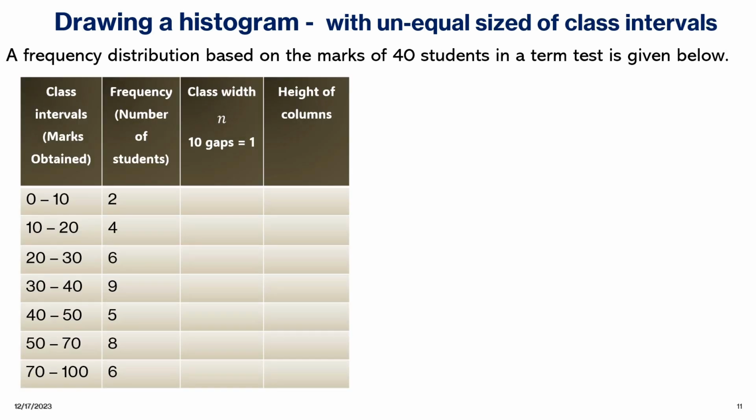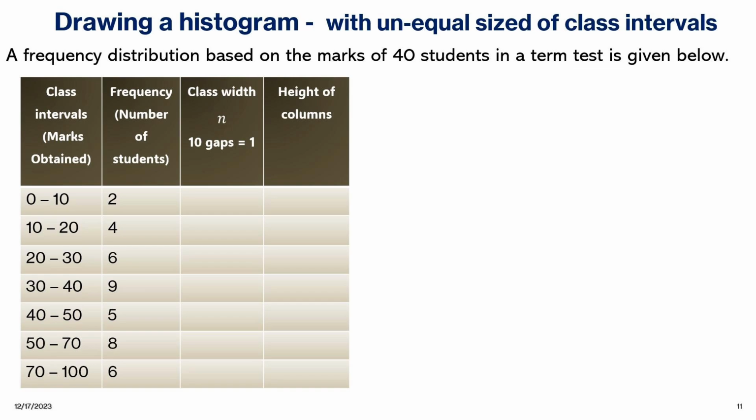In this question, 7 class intervals are given. First 5 class intervals maintain their equal class width of 10 gaps, 0 to 10, 10 to 20, 20 to 30, 30 to 40, 40 to 50. And 50 to 70, we have 20 gap. 70 to 100, we have 30 gap. The last 2 class intervals, they have different class widths.